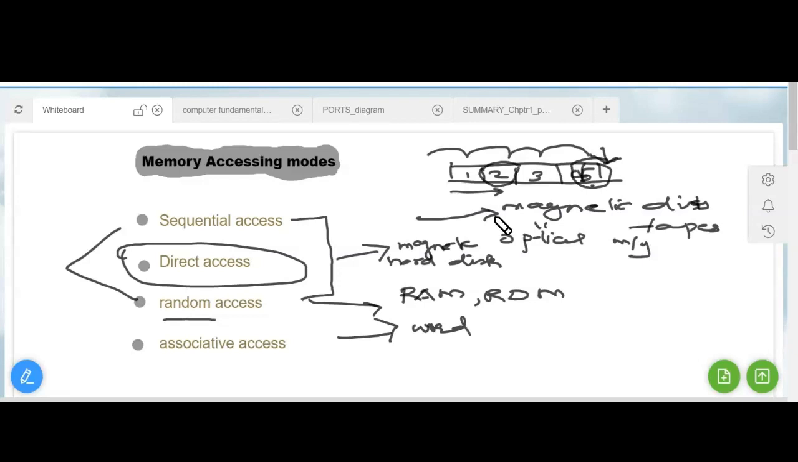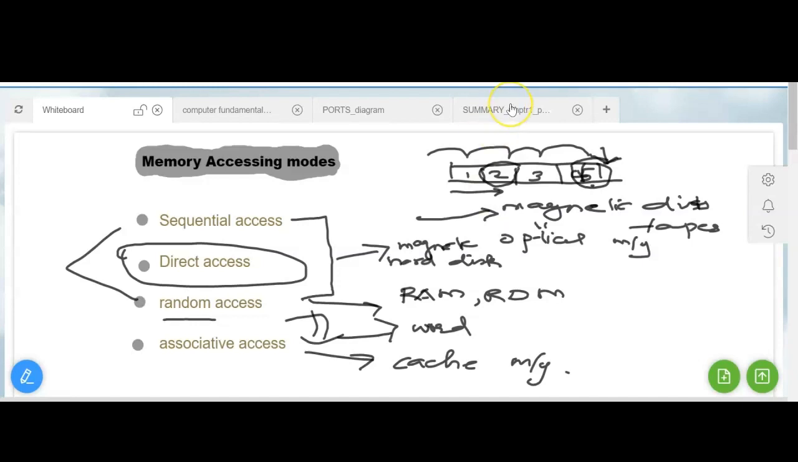A word is accessed rather than the address. Instead of searching the address, it searches the particular word, and it is a special type of random access method. You can say it's a kind of random access method, and these things you can see for cache memory search, cache memory accessing modes. These kind of things can be found.